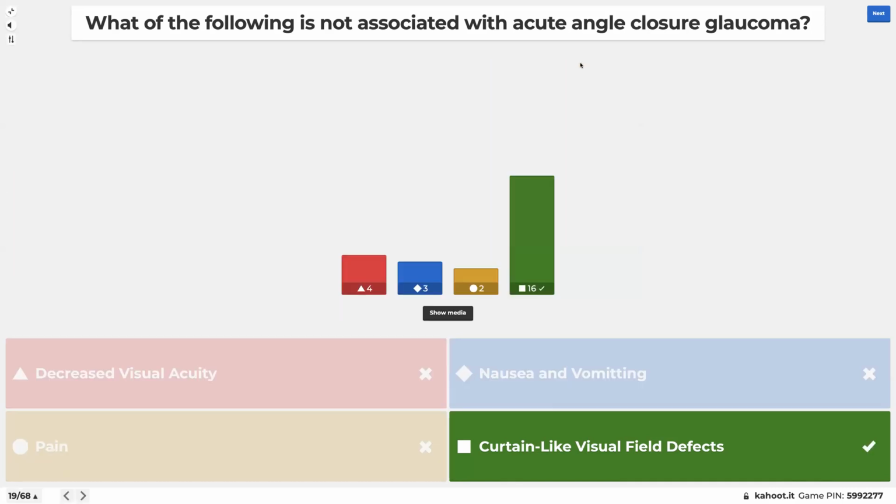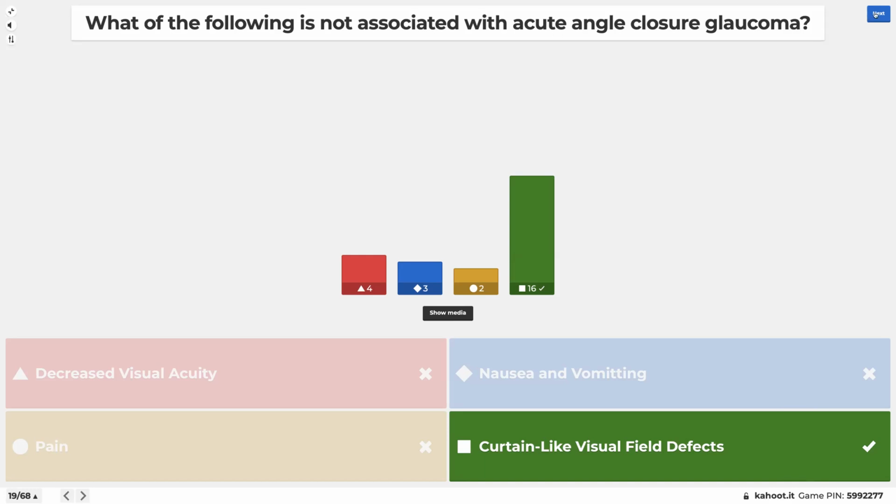Awesome. So in this case, the answer is curtain-like visual field defects. Patients with acute angle closure glaucoma, which we'll talk a bit about now, often present with decreased visual acuity, nausea and vomiting, and pain. However, curtain-like visual field defects are more likely to be associated with retinal pathology, and specifically retinal detachments.